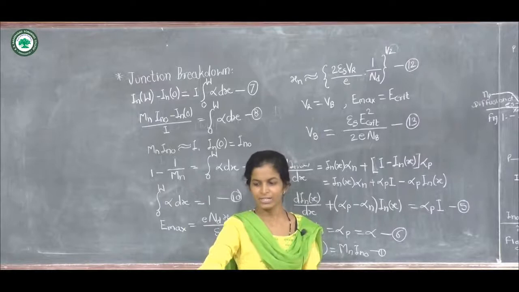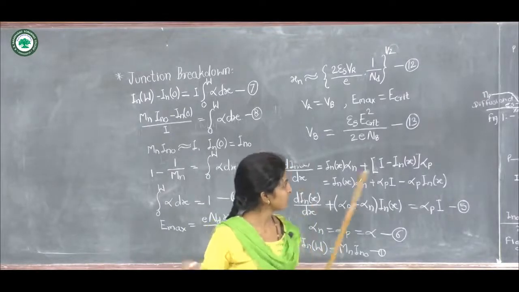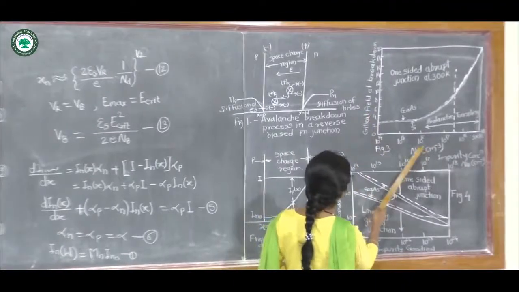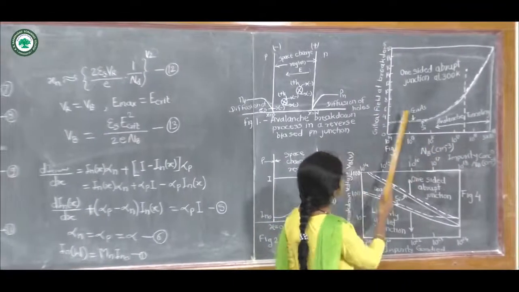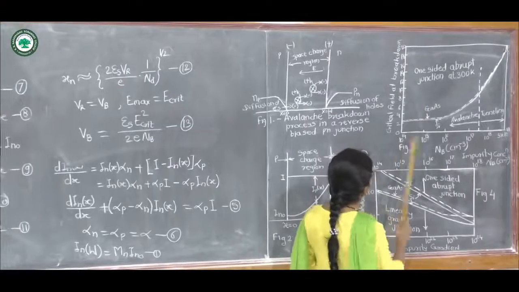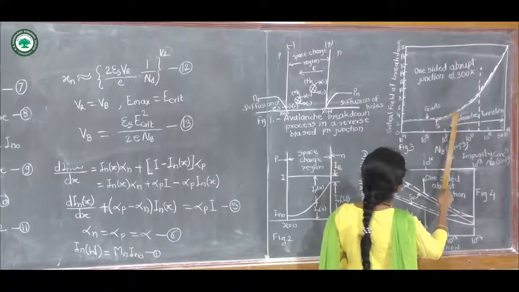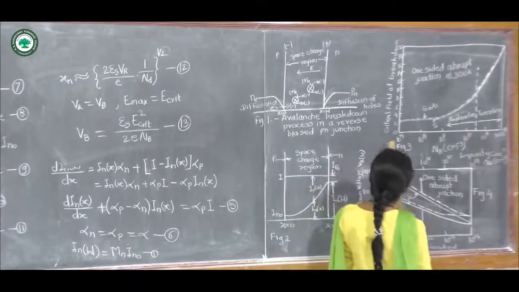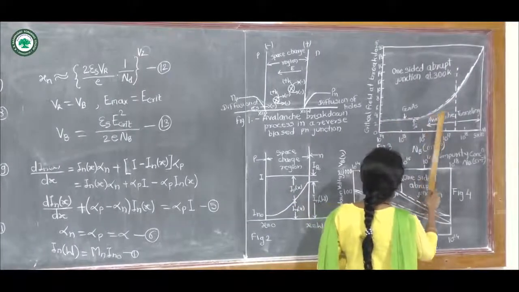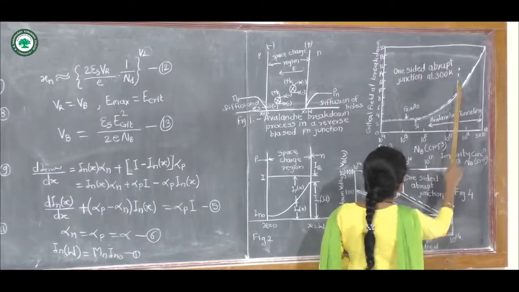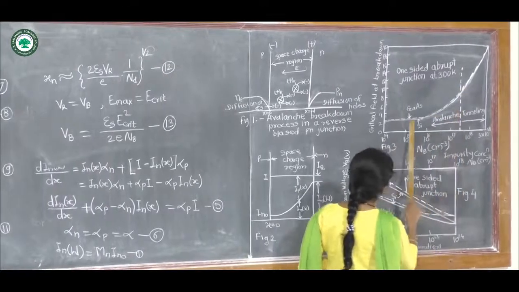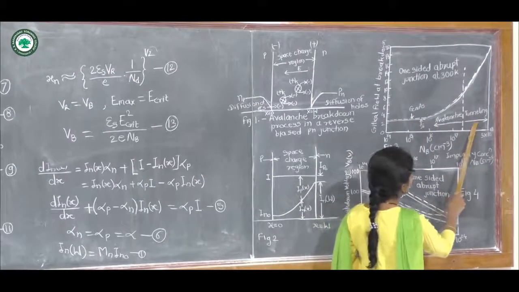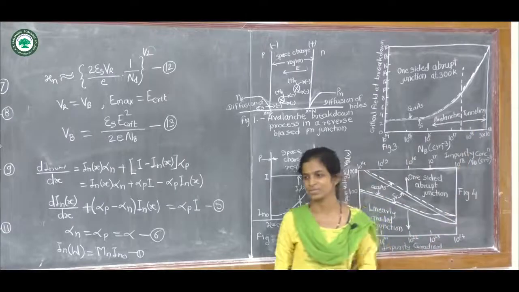The critical field is plotted in figure number 3, critical field versus NB for the one-sided abrupt junction. The dashed line is for the gallium arsenide PN junction, and the continuous line is for the silicon PN junction. And here this region denotes the avalanche process, and this region denotes the tunneling process.